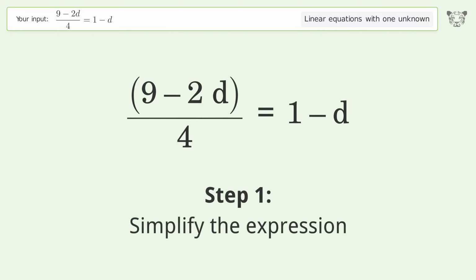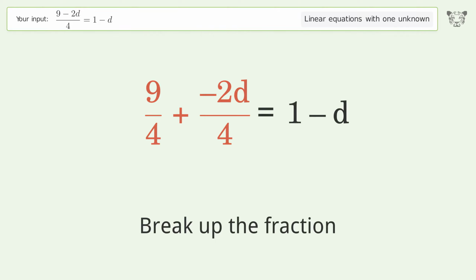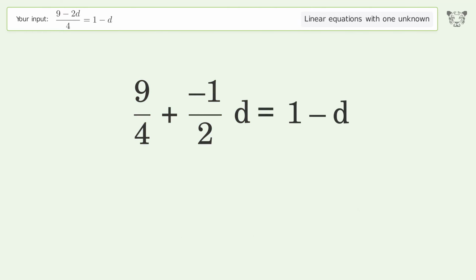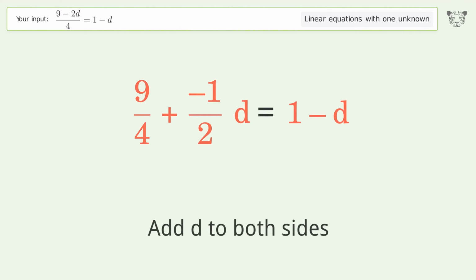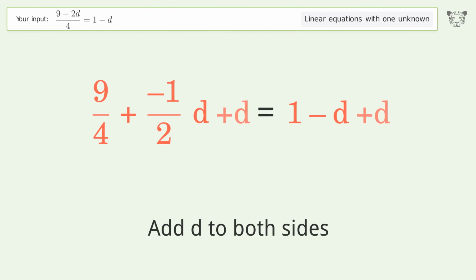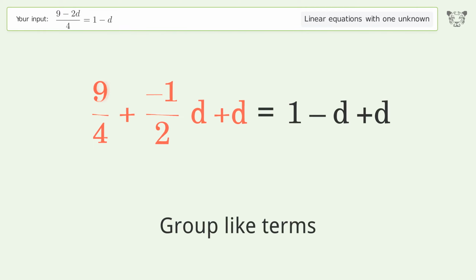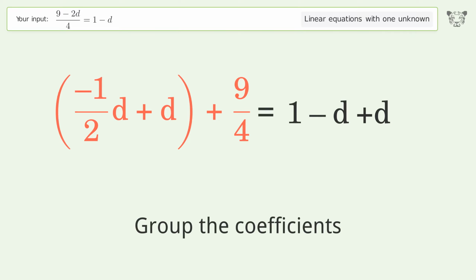Simplify the expression. Break up the fraction. Simplify the fraction. Group all d terms on the left side of the equation. Add d to both sides. Group like terms. Group the coefficients.